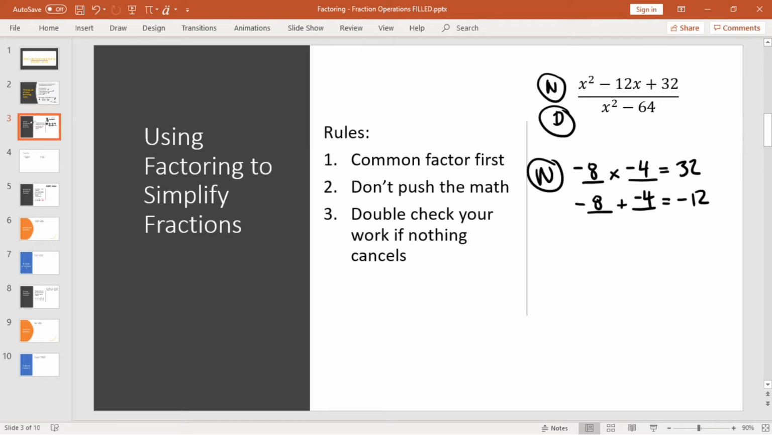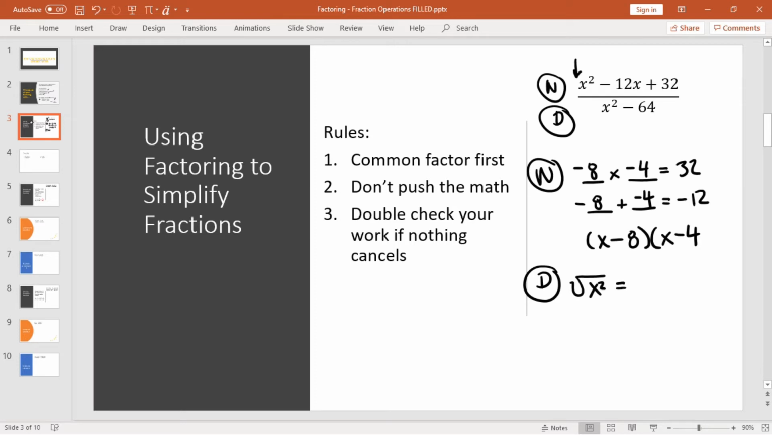And because this is a simple trinomial, where a is equal to 1, I'm done. You don't have to do the extra step that we do with the harder trinomials. And looking at the denominator, x squared minus 64, already I see a negative sign. I don't see a b term, so I'm thinking in my head this is difference of squares. So how to factor that?